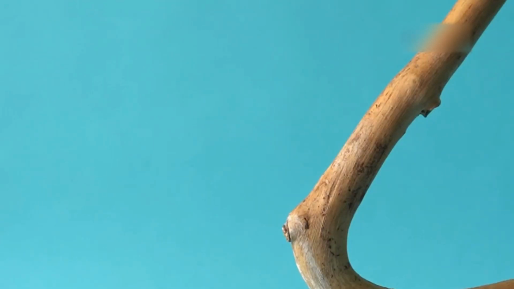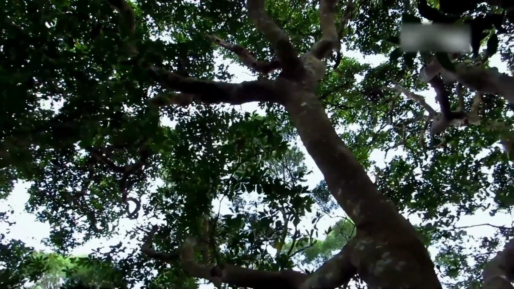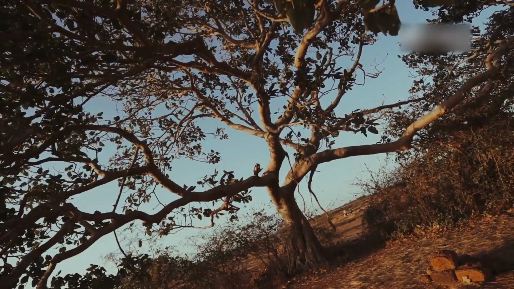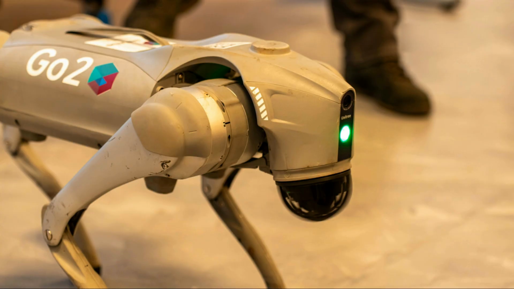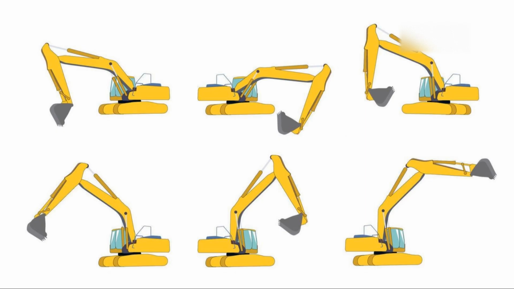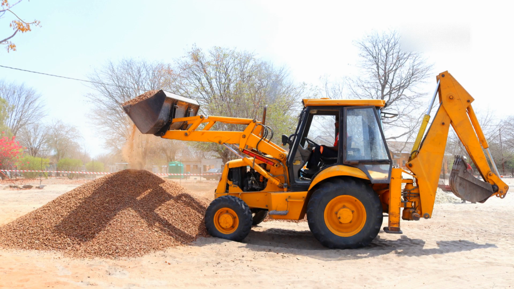So, what is topology optimization? Have you ever looked at a bird's wing or a tree branch and wondered how nature creates structures that are both incredibly strong and astonishingly lightweight? What if engineers could design machines the same way, using artificial intelligence to mimic nature's efficiency? Imagine excavators, aircraft, or bridges built with less material, yet performing better than ever before.